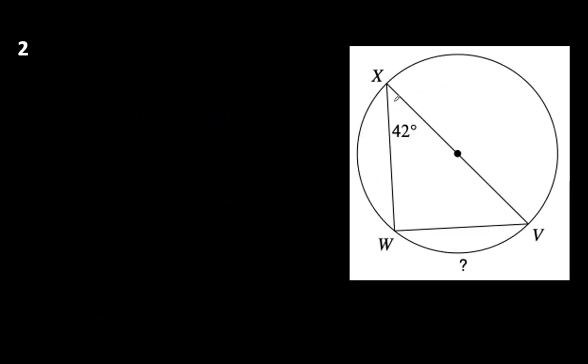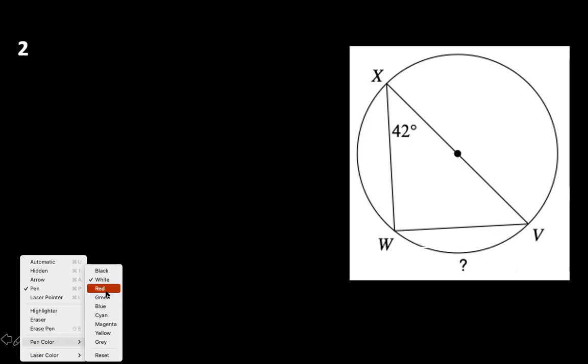All right, now next, let's solve question number 2. And let's solve for the arc WV. Oh, sorry, let's use red. Okay, the arc WV. And arc WV is the intercepted arc of the angle WXV, and its measure is 42 degrees.